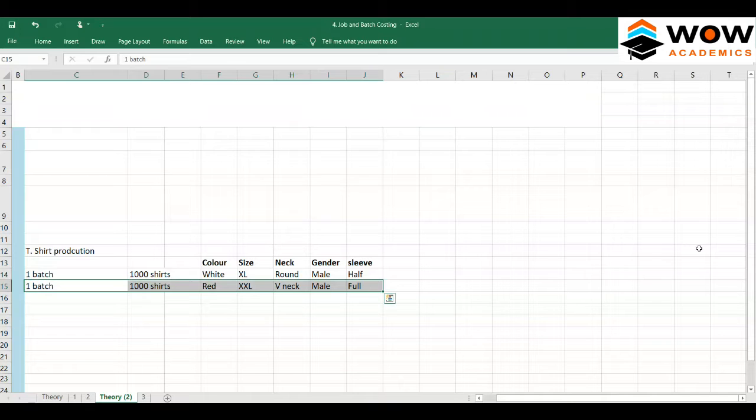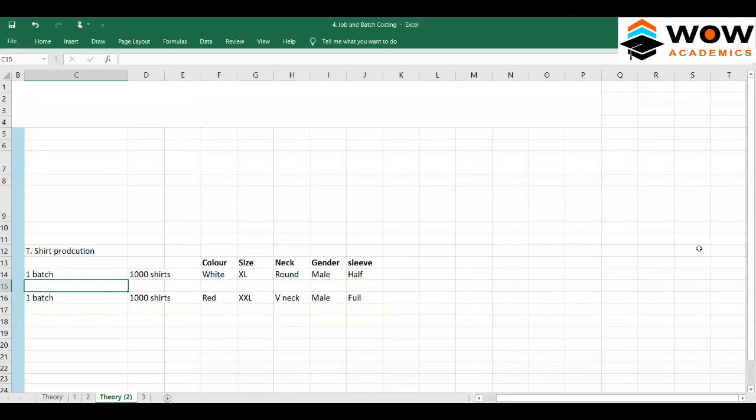For example, we'll try to compare the costing of it. If you produce white, you don't need to add any color, so there is not much cost involved, but in red you have to add color. So for coloring per shirt we have to add something like 10 rupees. In XL, the cost of the material, the stitching and everything put together is going to be 100. But in double XL the stitching is a little bit more and the cloth is a little bit more, so it's going to be 120.